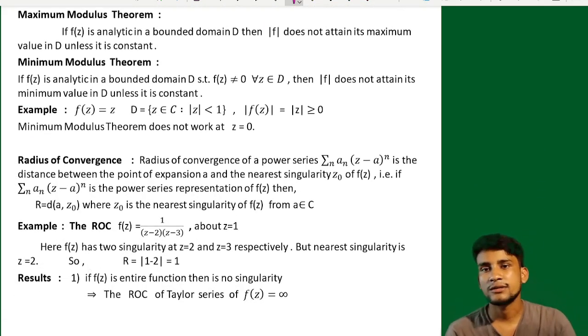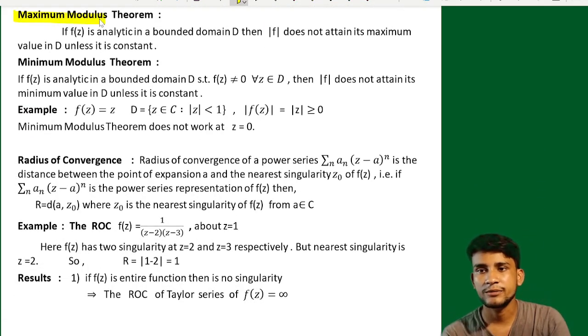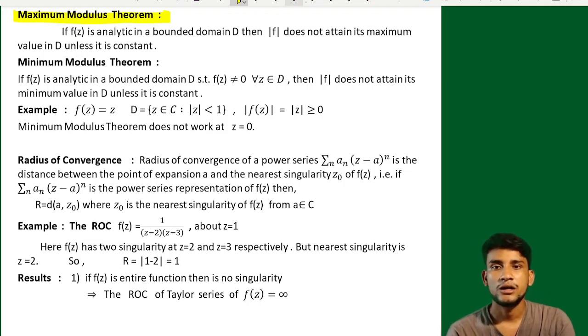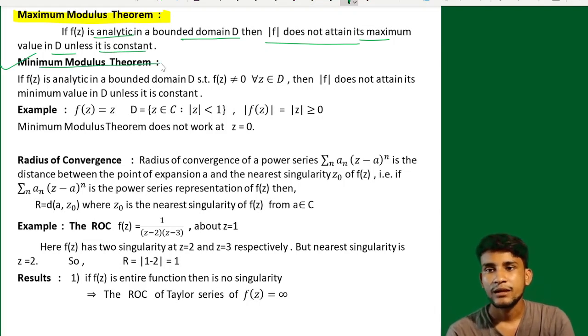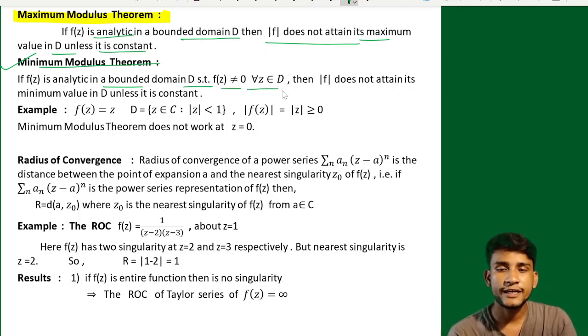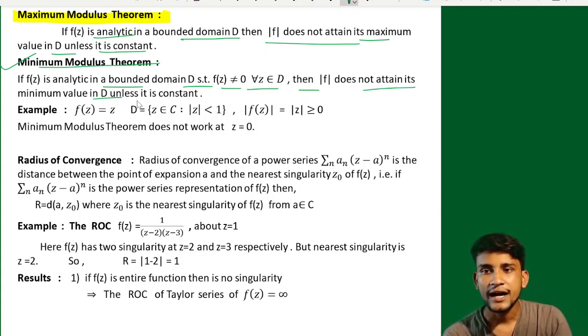Now the maximum modulus theorem, this is another important concept. It says that if f(z) is analytic in a bounded domain D, then mod f does not attain its maximum value in D unless it is a constant. And the minimum modulus theorem: if f(z) is analytic in a bounded domain D such that mod of f(z) is not equal to 0 for all z belonging to D, then mod f does not attain its minimum value in D unless it is a constant.